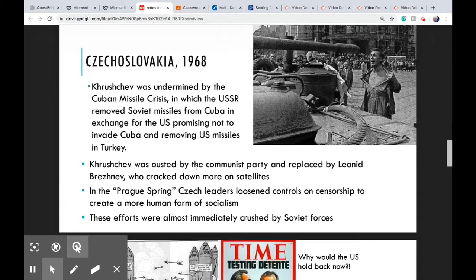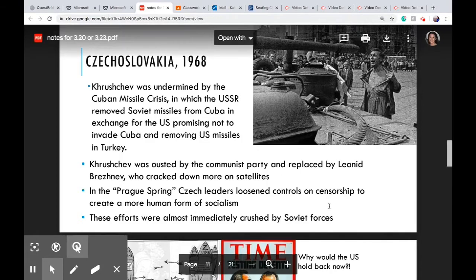So we saw Czech leaders starting to loosen controls on censorship, and those efforts were crushed by Soviet forces. So as local authorities started to push back against Soviet control, they were again met by force.